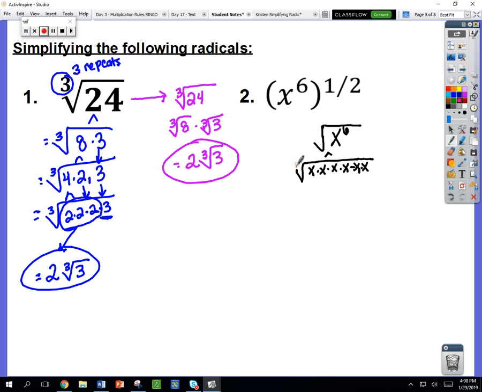So I need 2 repeat factors because it's to the 1/2 power. 2 repeat factors for a square root. So I have 1, 2, 3 repeats of x's. So I have an x on the outside, 3 repeats with nothing left over. So this would actually be x to the 3rd power. That's the correct answer. Okay. Another way to think about it is to cut this exponent in half. You could multiply 6 times 1/2. What's half of 6? 3. We'll talk about this more tomorrow.